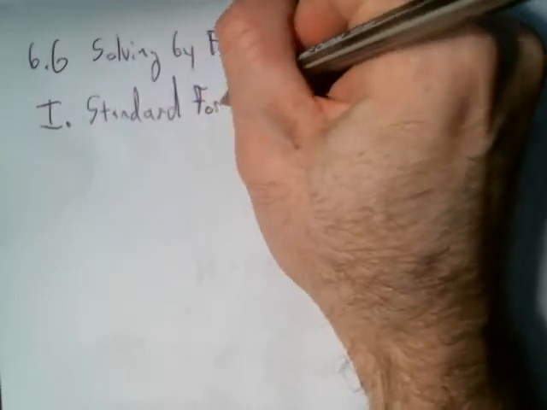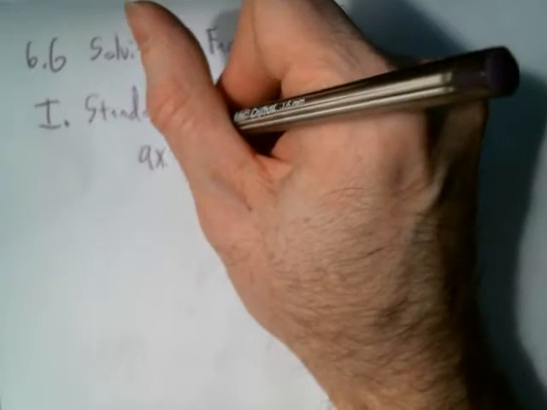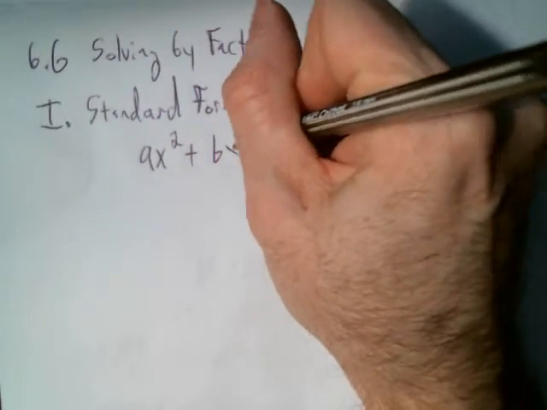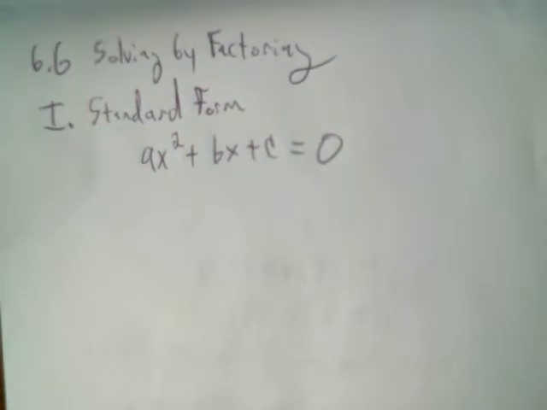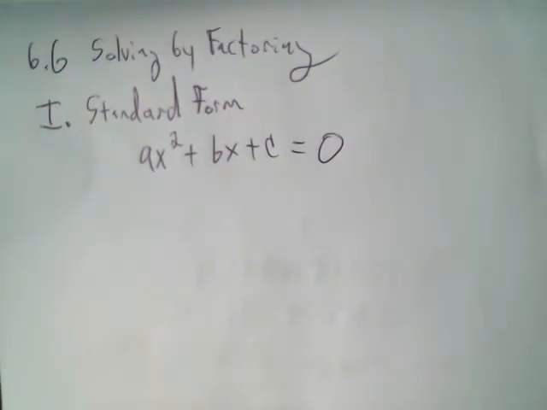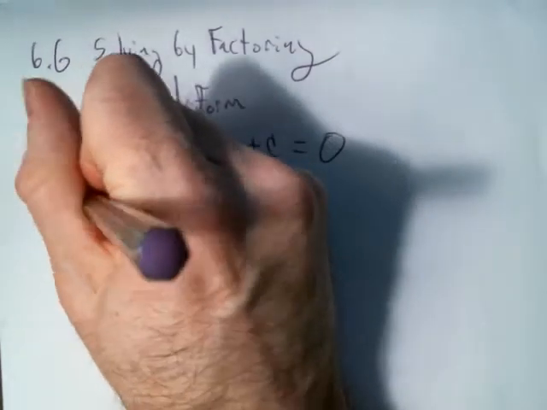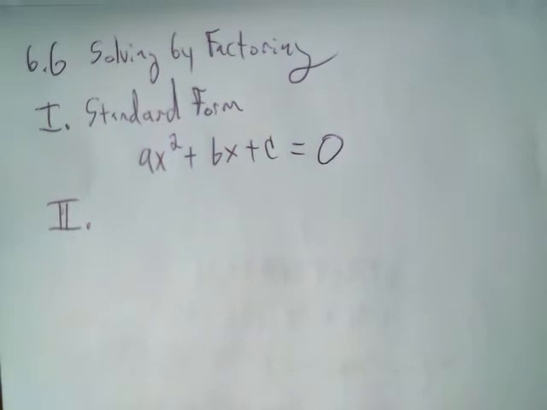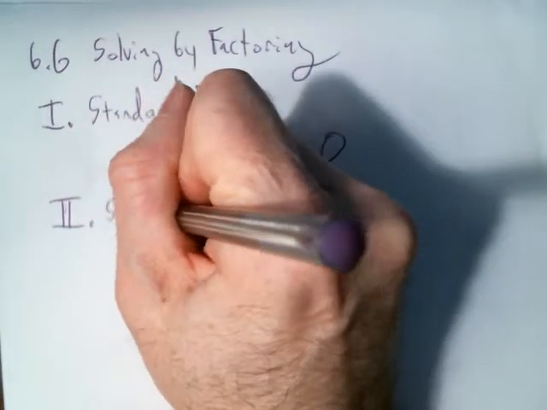Okay, so standard form. What do we have? It looks like this: ax squared plus bx plus c equals 0. What they'll say a lot of times is set it equal to 0, and what they're really saying is you get it into the standard form. Once you get in the standard form, we could use factoring to solve it, or at least we hope we can factor it and then solve it. Okay. So section 2, solving method.